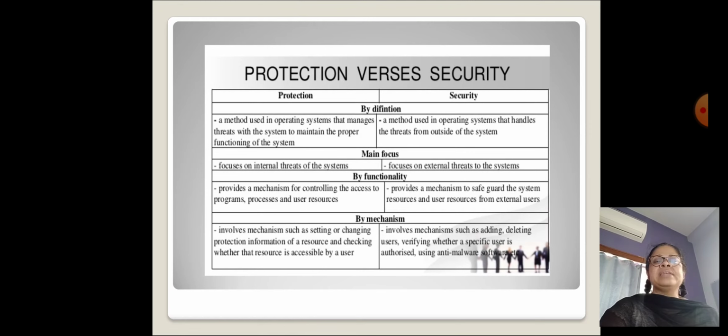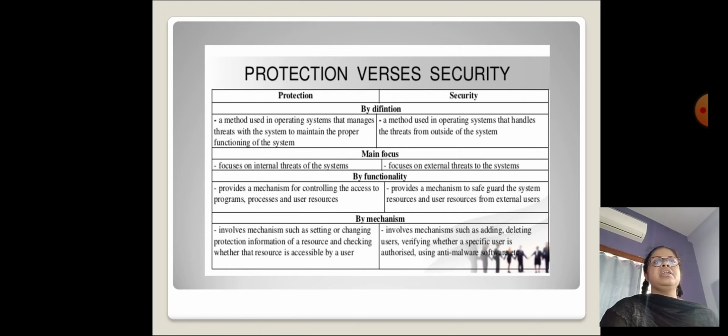By mechanism, protection involves mechanisms such as setting or changing protection information of a resource and checking whether the resource is accessible by a user. Security involves mechanisms such as adding or deleting users, verifying whether a specific user is authorized, using anti-malware software, etc.